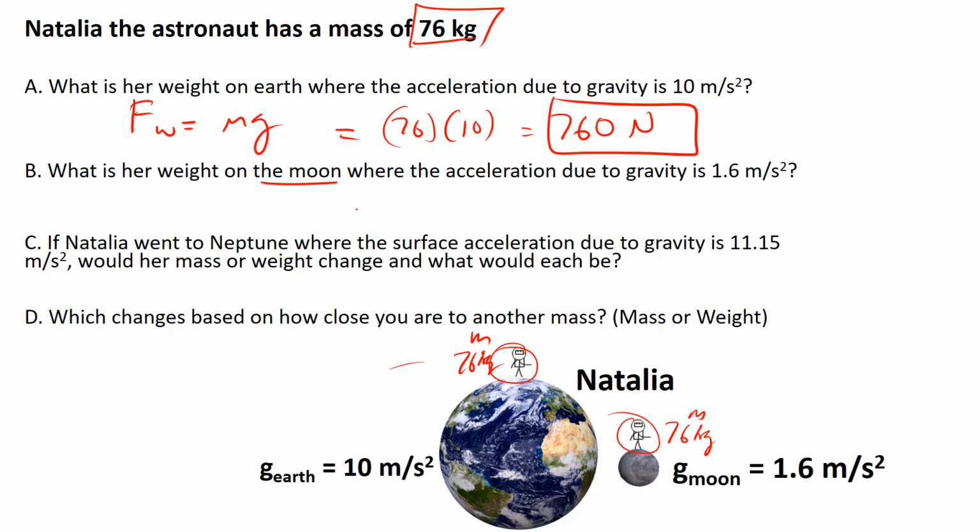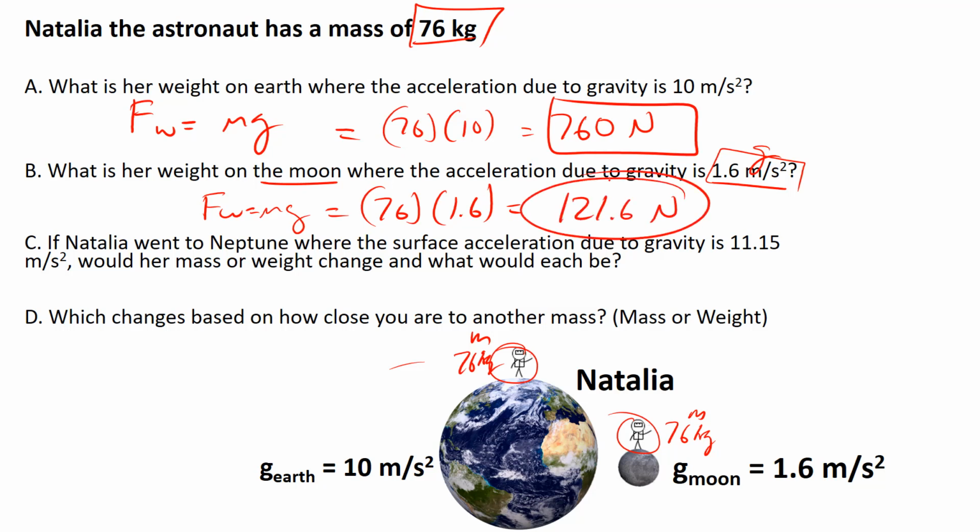Well, on the moon, which is much smaller, the acceleration due to gravity, g, is 1.6 meters per second squared. So in this case, Fw equals mg. Our mass is the same, but 1.6 is the acceleration due to gravity on the moon. So 76 times 1.6 equals 121.6 newtons, so much less weight on the moon.